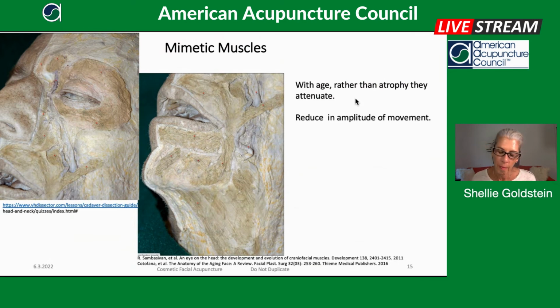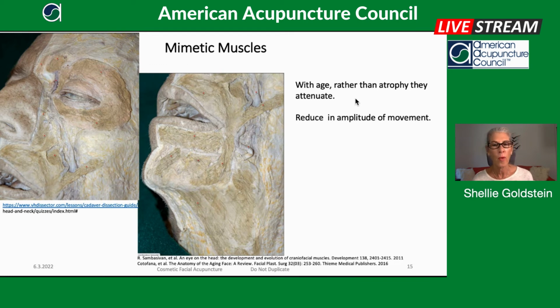So what does that mean? We think of muscles atrophying over time, and it's mainly from lack of use. But when you think about the muscles of the face, we use them all the time. We use them with our expressions. We use them when we talk. Our eyes are opening and closing all the time. We are constantly using the muscles of our face. So they don't really atrophy.